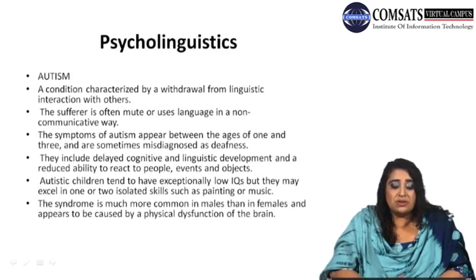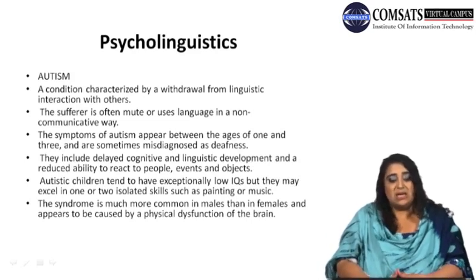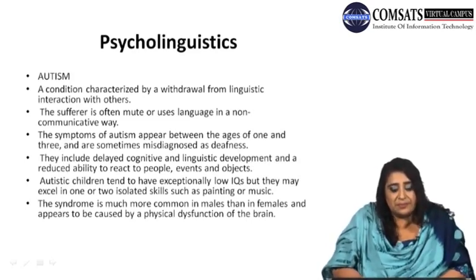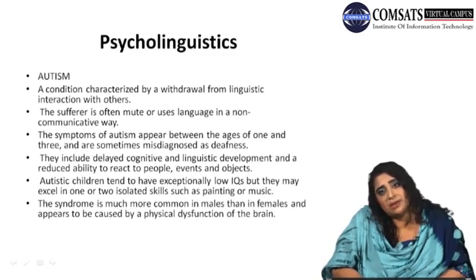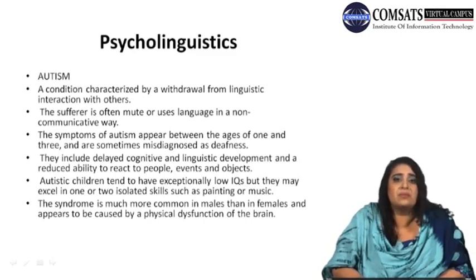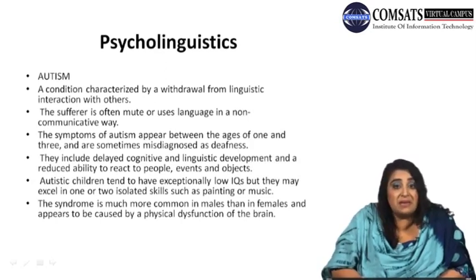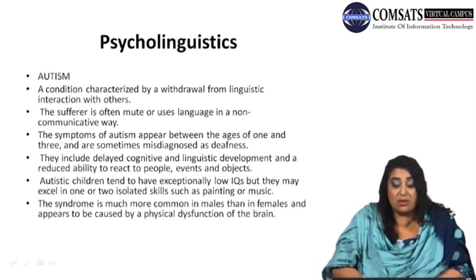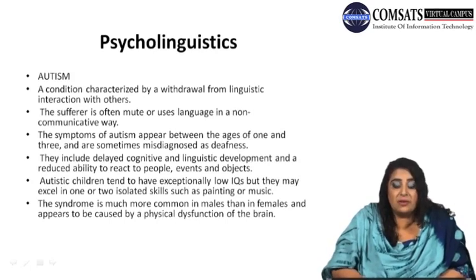Autistic children tend to have exceptionally low IQs, but they may excel in one or two isolated skills such as painting or music. So, जो बच्चे autism से affected हैं or suffering by autism, they would have a very low IQ. Intelligence level उनका बहुत low होगा. But किसी एक आध चीज़ में, किसी एक आध skill में maybe उनका बहुत high हो. Like for example painting में या music में किसी एक चीज़ में उनका intelligence level high होगा.